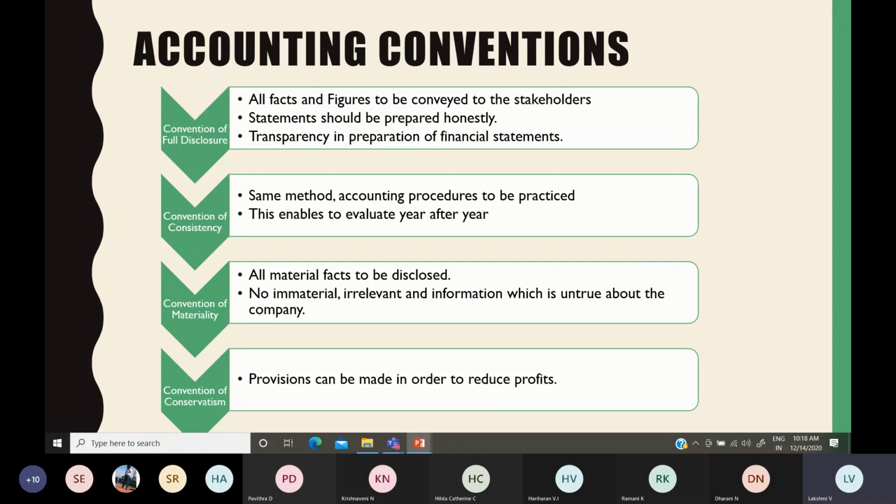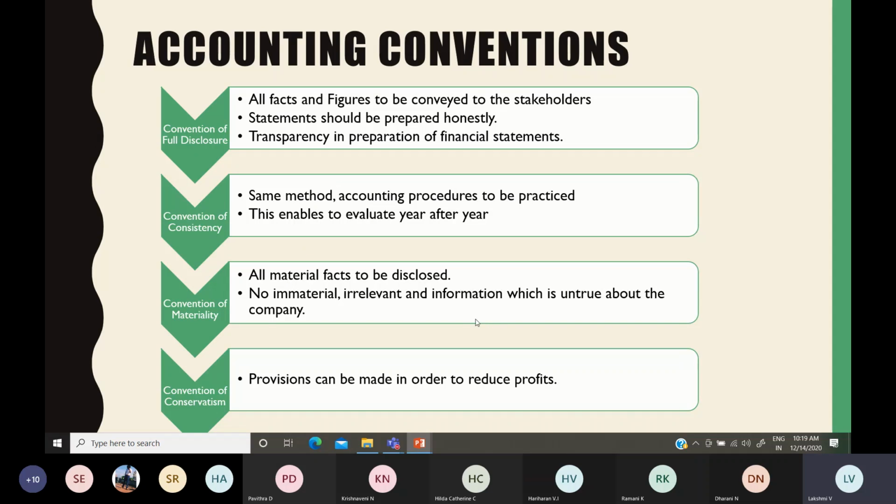So every time I have to adopt consistent practices. There should not be change. Every now and then I should not change the method or the practice that I adopt. If I want to value my stock, the goods that are lying in my business, this year at market price, next year at cost price, like this I should not get confused. There should be clarity, and I should adopt certain consistent practices. Same rules, same method I have to adopt. Then only I can compare my results. So that I have to take care of.